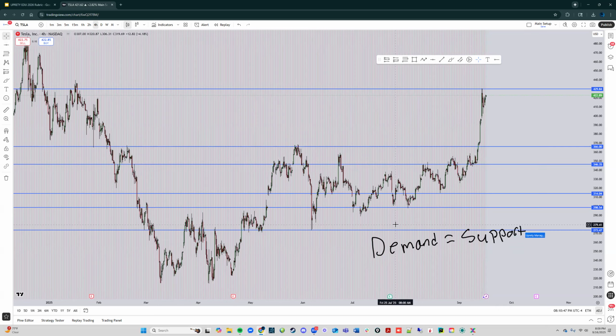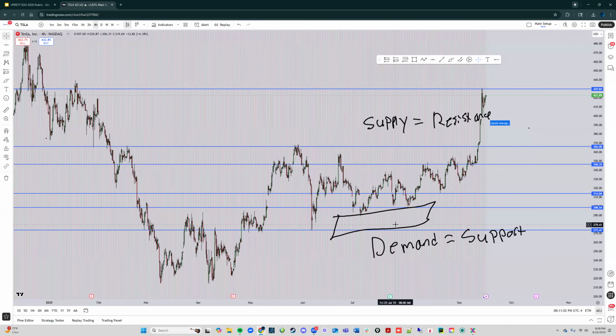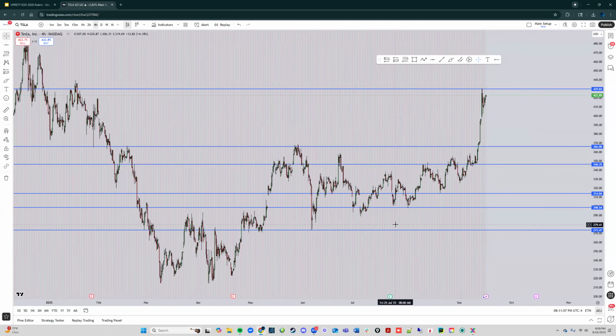A demand zone is technically going to be your support zone. So you're always going to draw demand zones below the price. A supply zone is always going to be a resistance. So we have to identify that if we're drawing at the bottom, this becomes a demand zone. If we're drawing at the top, this becomes a supply zone. Make sure you write that down before we continue here.